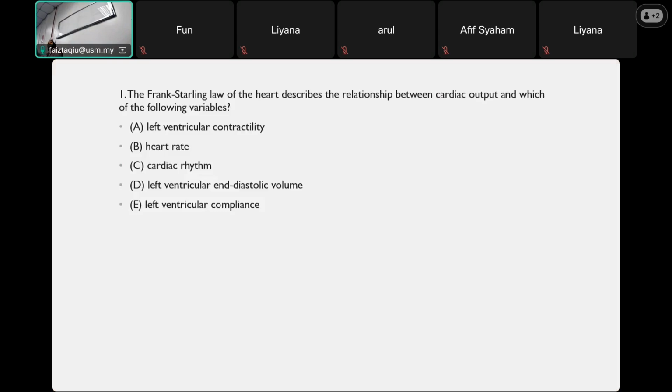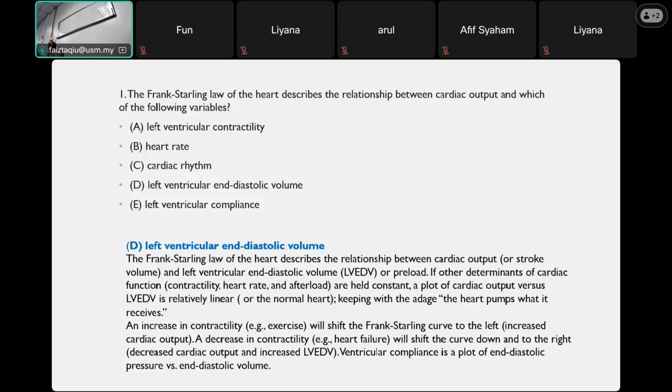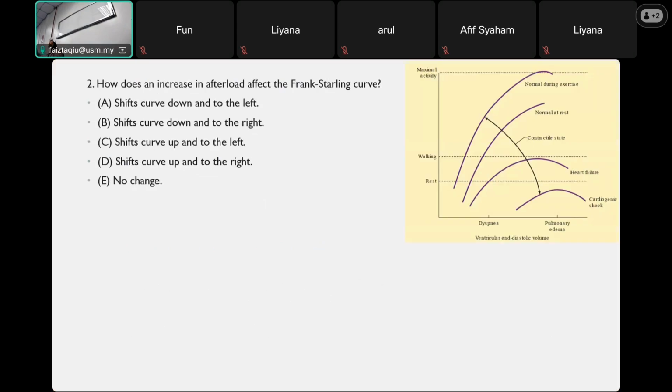French-Starling, kita skip lah, kita tak sempat cover yang lain. Okay, betul juga. Okay.